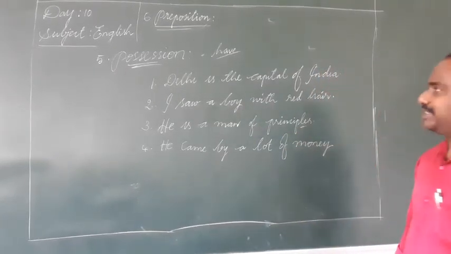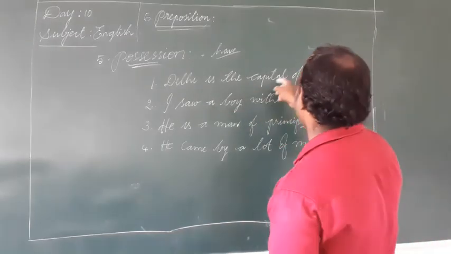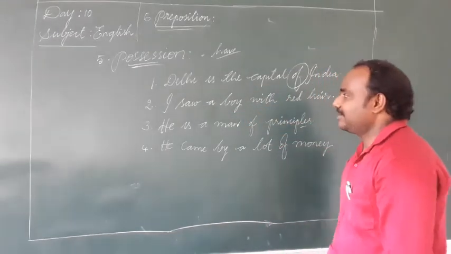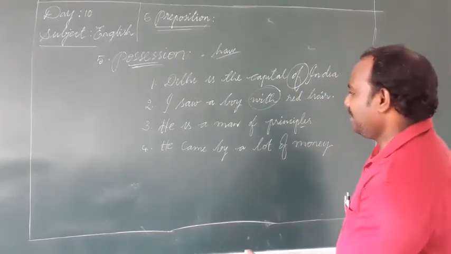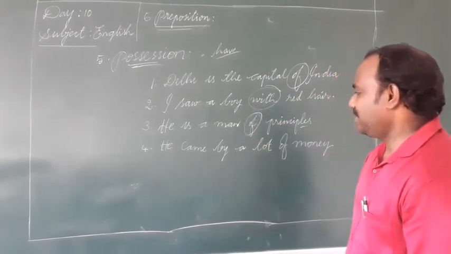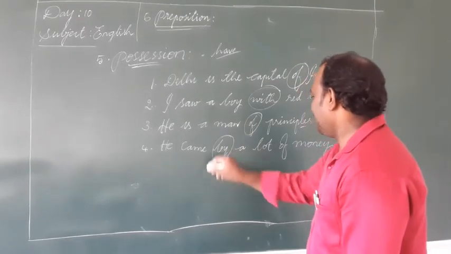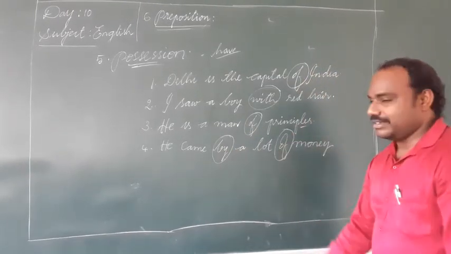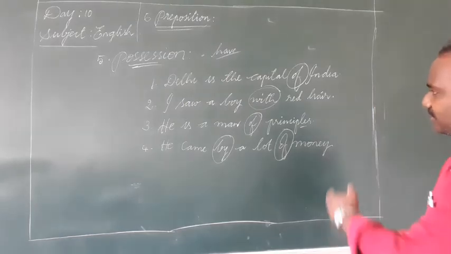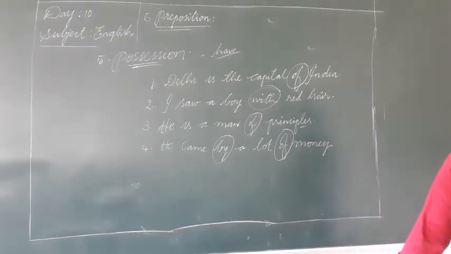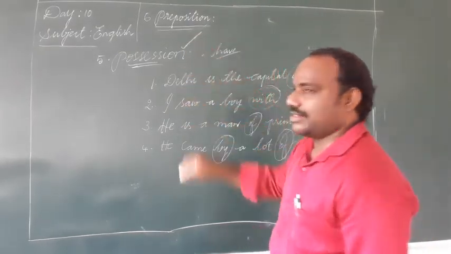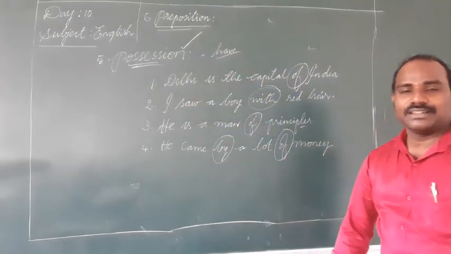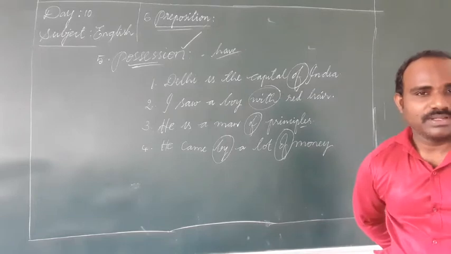Look at these four sentences. First sentence, Delhi is the capital of India. I saw a boy with red hair. He is a man of principles. He came by a lot of money. See, all these words which are circled in these four sentences show the possession. So these can be called prepositions of possession.